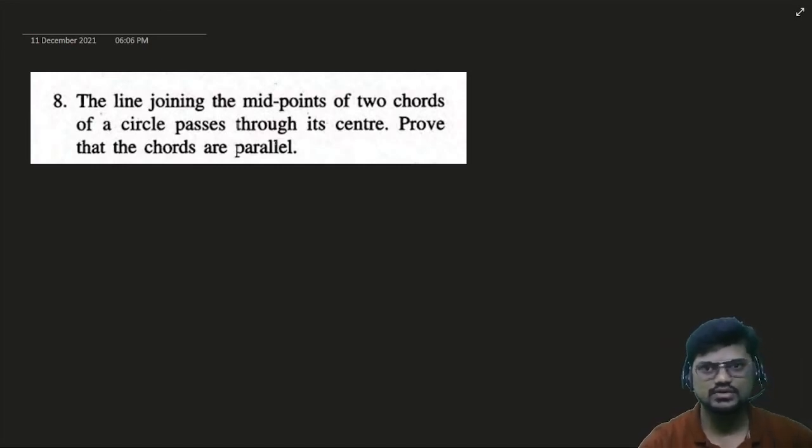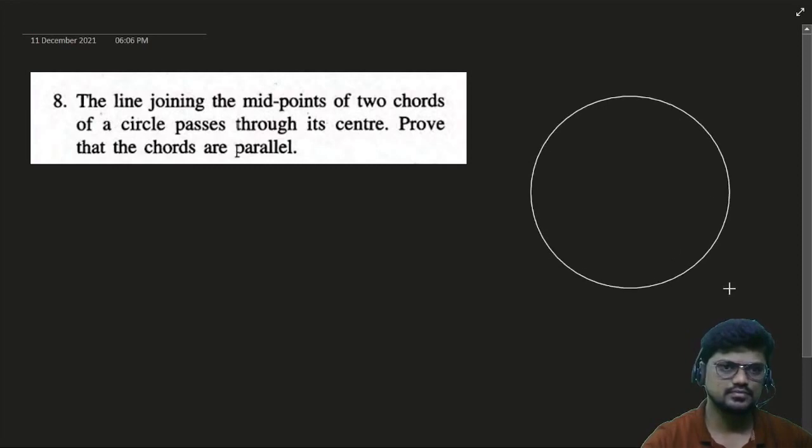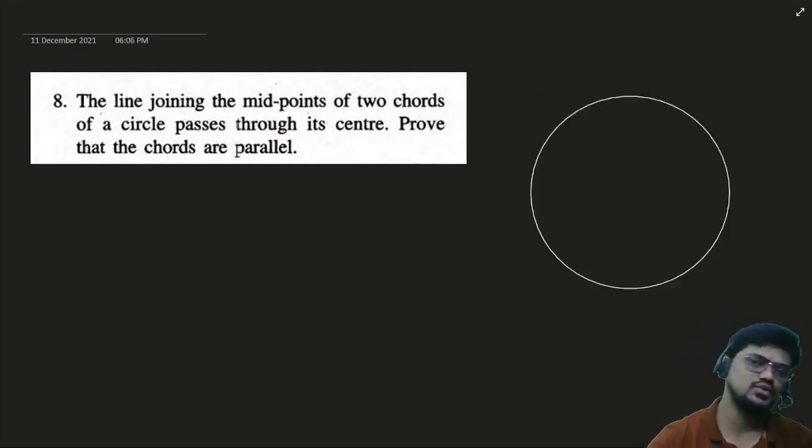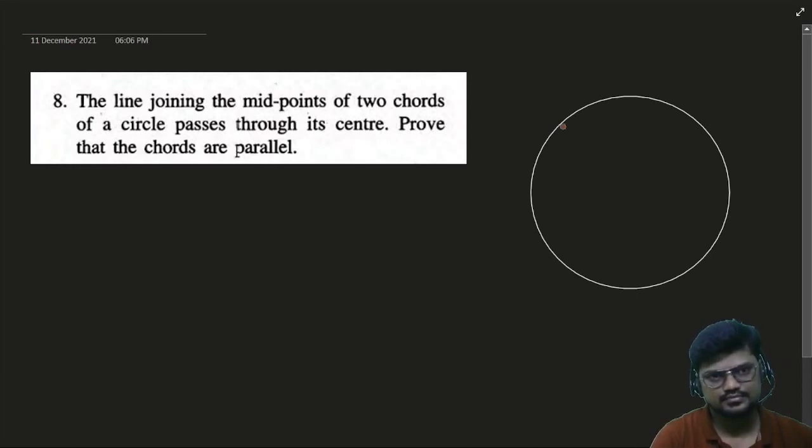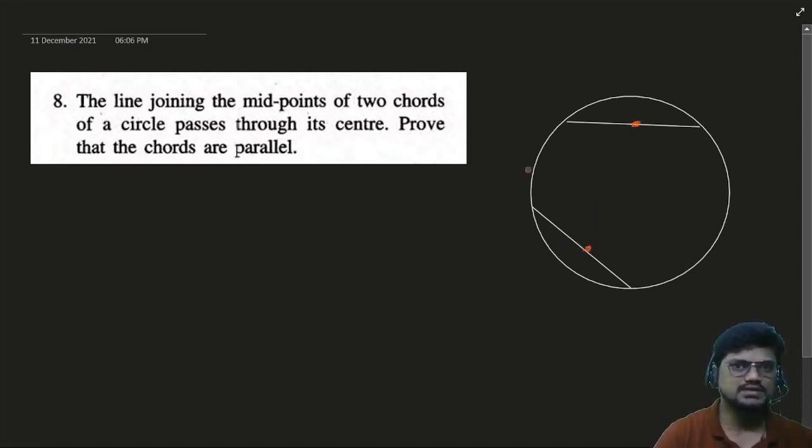That means if I draw a circle over here, what they are saying is, the line joining the midpoints of two chords of a circle passes through its center. Prove that the chords are parallel. If I draw two chords like this, suppose this is one chord and this is the other chord, and one line passes through it. But if I join the midpoints like this, this does not pass through the center.